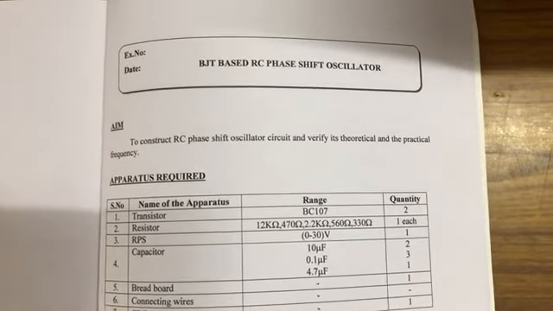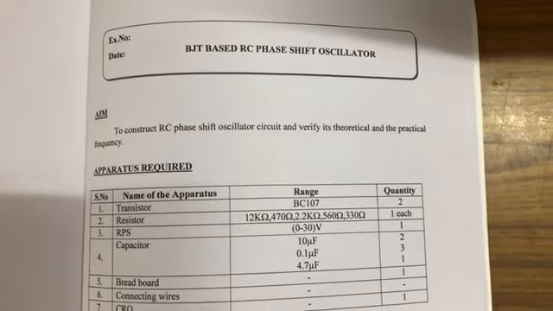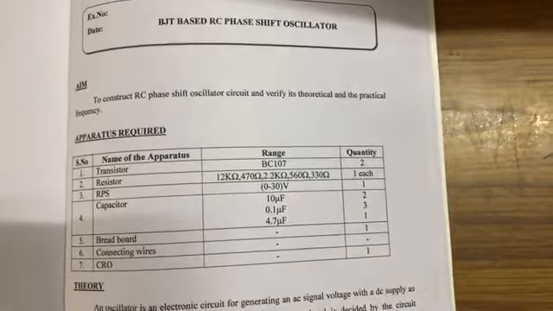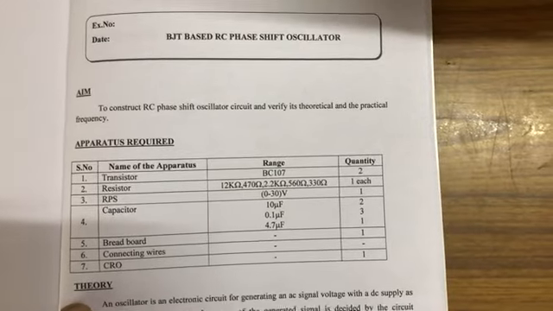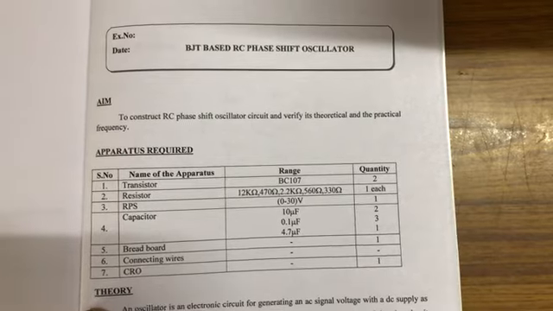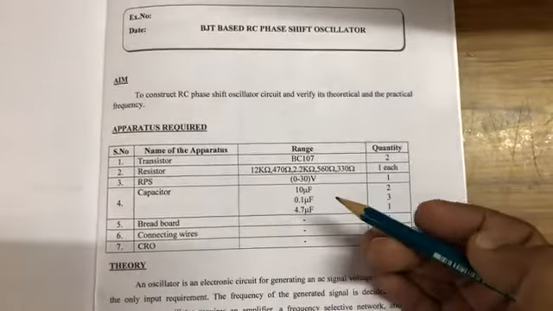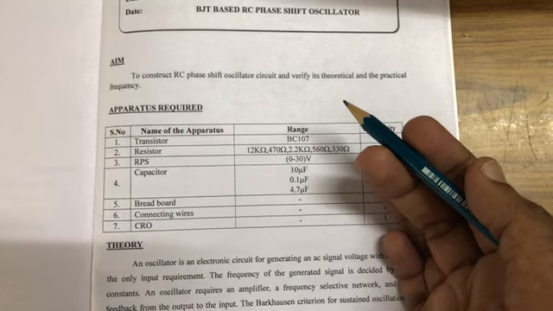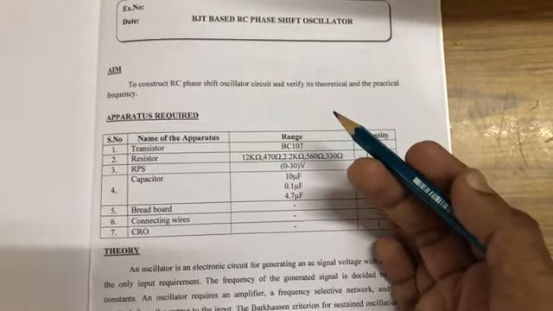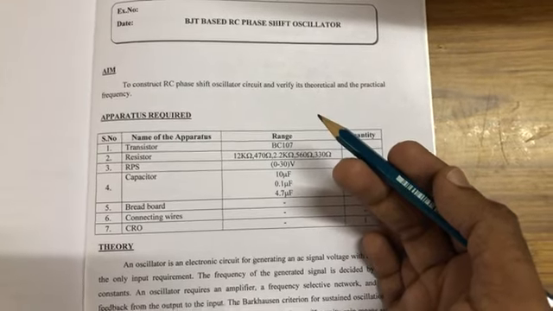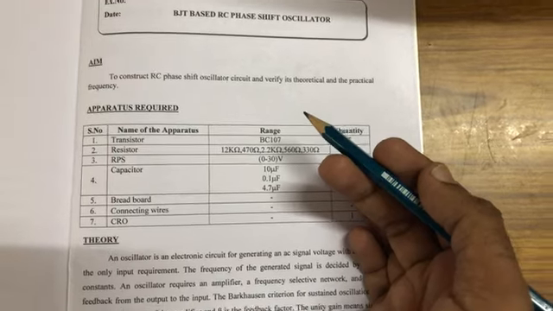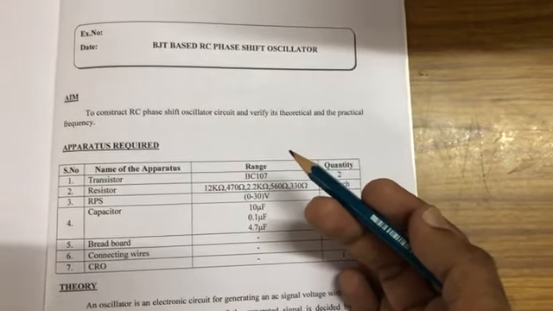In this lab class, we are going to see the experiment BJT based RC phase shift oscillator. Normally we know there are two types of oscillator, that is LC and RC. Here we are going to see RC phase shift oscillators. So the aim is to produce a sinusoidal waveform, and you have to verify the theoretical and practical frequency. Practically we have to find the frequency from the waveform in the CRO, and then we have to verify using the formula, right?